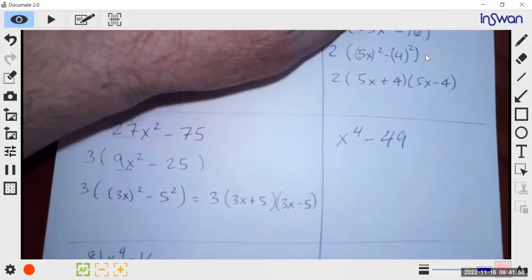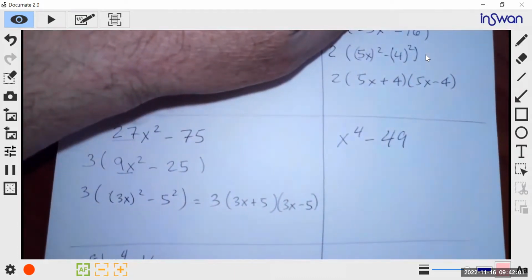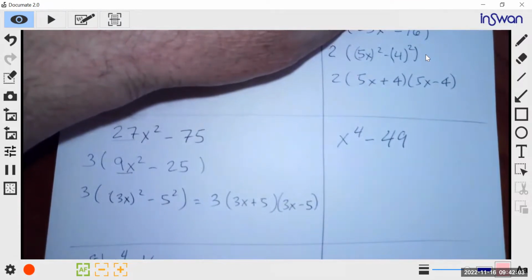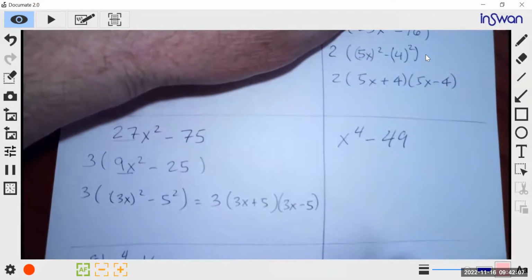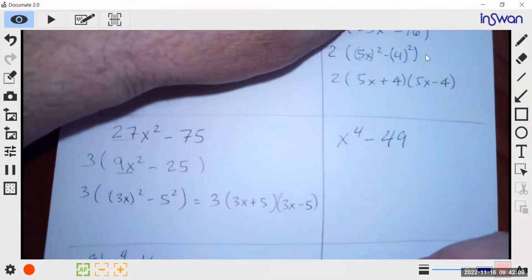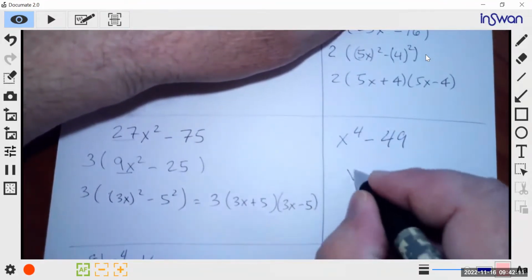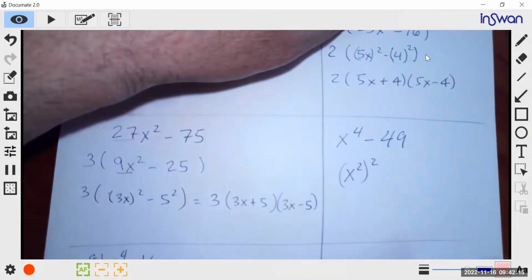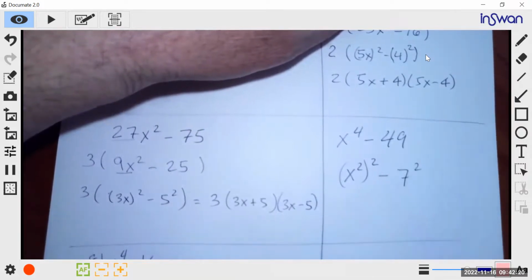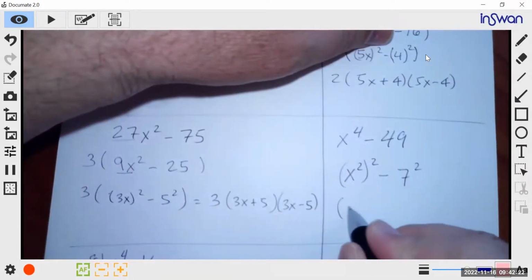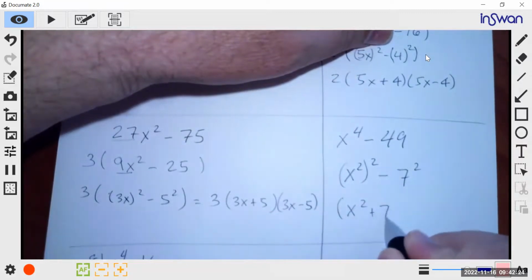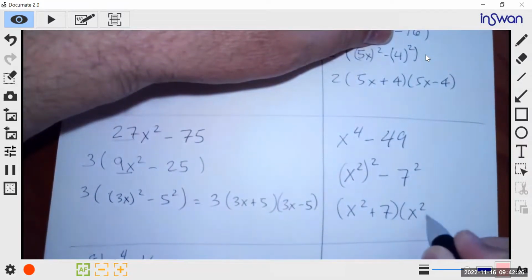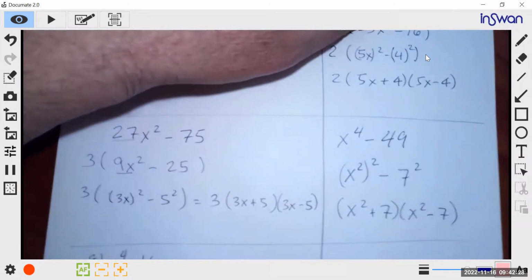Okay, how about the next one? These are curveballs being thrown at you. Is the first one a perfect square? x squared squared. How about the 49? That's 7 squared. So it's x squared plus 7, x squared minus 7.